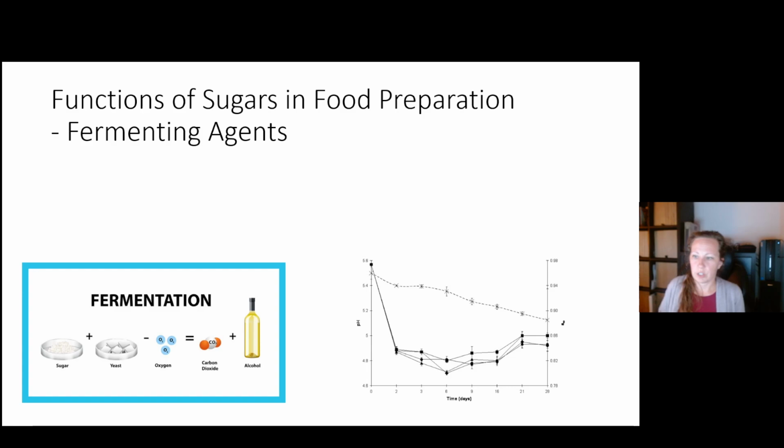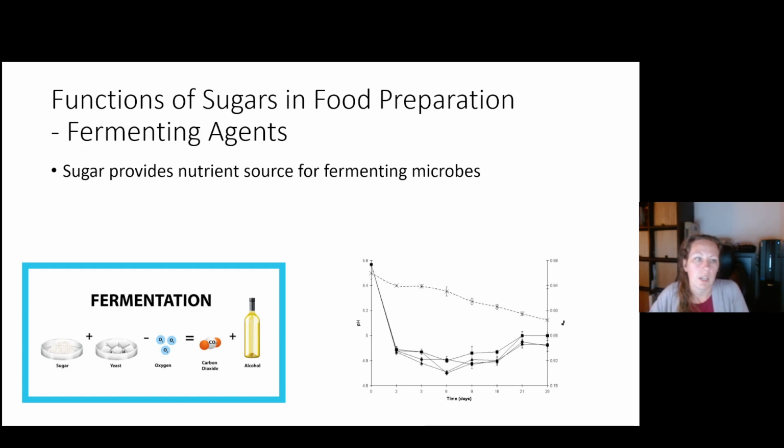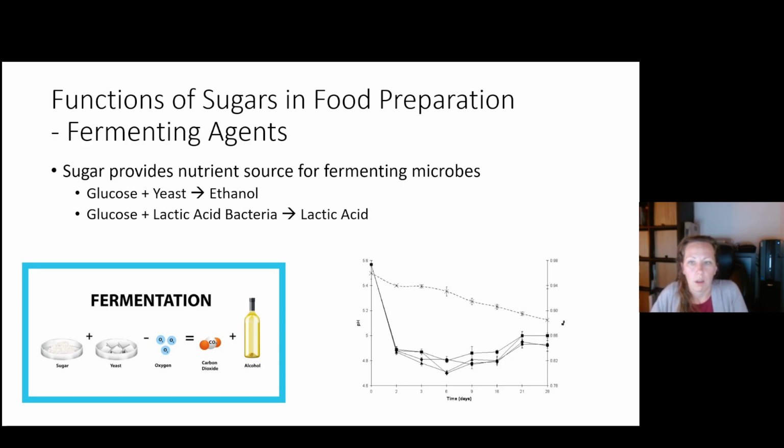Okay, the last function of sugar in food preparation is as a fermenting agent. Sugar provides a nutrient source for fermenting microbes. The main end products in food applications might be alcohol or lactic acid, depending on what microorganisms are used. This graph is showing the decline of pH, the solid lines, and the water activity, the dashed line, of sausages that are fermented with lactic acid bacteria.